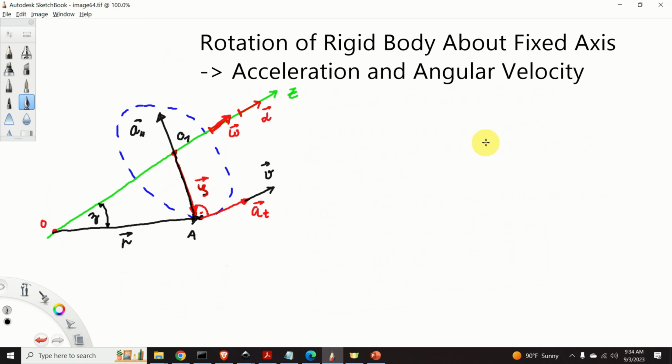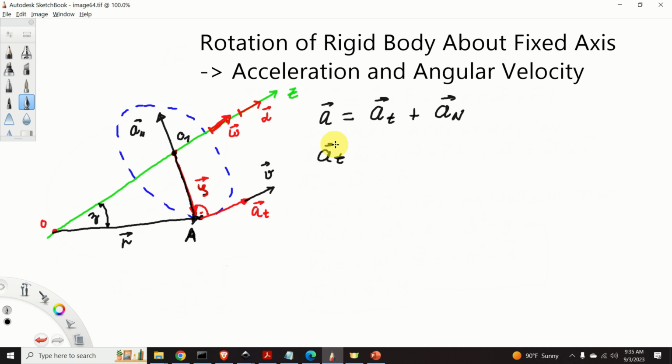And finally, let us summarize everything that we learned in this video tutorial. The acceleration of the point A of the rigid body that rotates about fixed axis z can be represented as the sum of the tangential acceleration and the normal acceleration. The tangential acceleration is tangent to the trajectory, and the trajectory is a circle. On the other hand, the normal acceleration is normal to the tangential acceleration, and it's oriented toward the center of the circle.